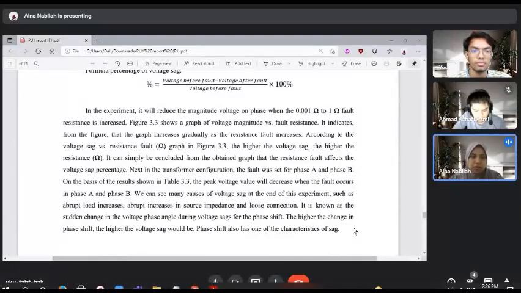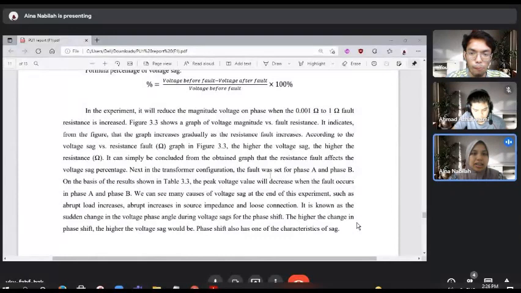Figure 3.3 shows a graph of voltage magnitude versus fault resistance. It indicates from the figure that the graph increased gradually, which is directly proportional as the fault resistance increases. According to the voltage sag versus fault resistance graph in figure 3.3, the higher the voltage sag, the higher the resistance. It can simply be concluded from the obtained graph that the fault resistance affects the voltage sag percentage.